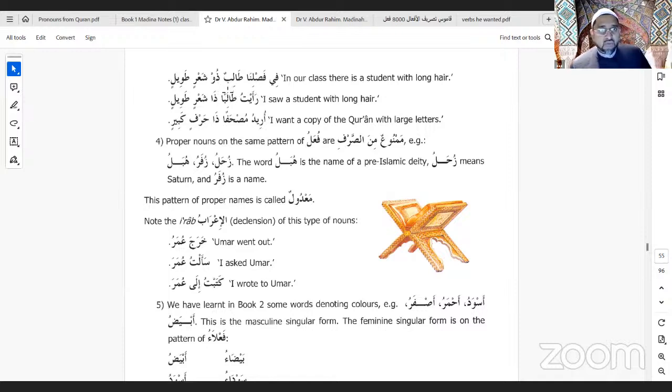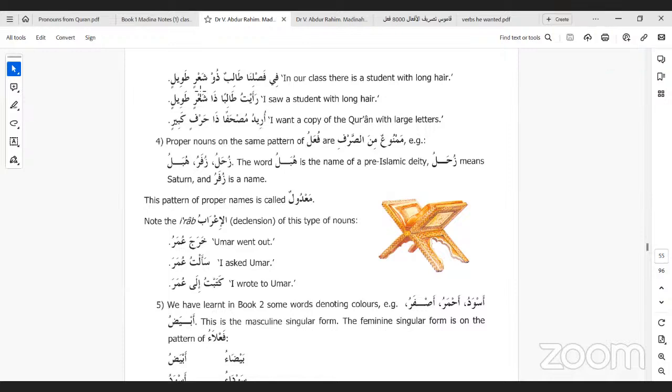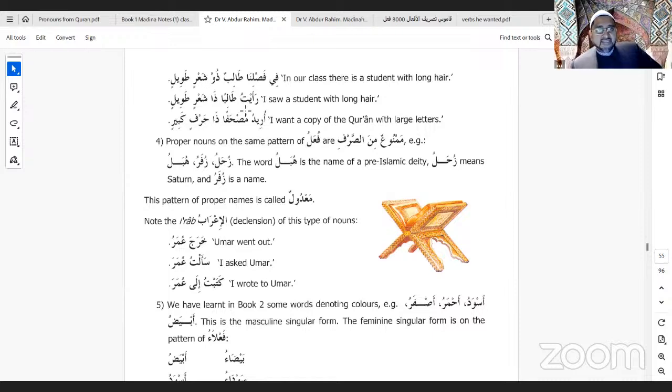Is this clear for everyone? So dhu is following the same i'rab of talib, which is marfu, and dhu has the waw. So dhu sha'rin is mudaf ilay. Tawilin is the adjective for what type of hair he has, short hair or long hair. Is this clear for everyone? So because it is indefinite, it came afterward. Yes. And the next example, ra'aytu taliban.